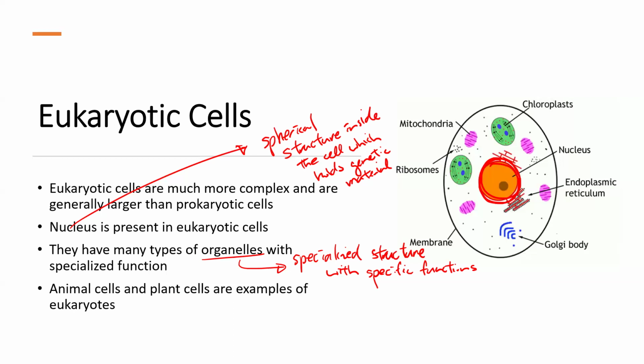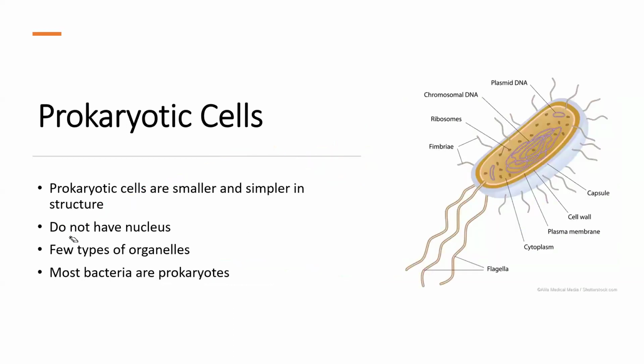On the other hand, prokaryotic cells are much smaller. They are much simpler. Okay? They do not have a nucleus, and they have only a few types of organelles.